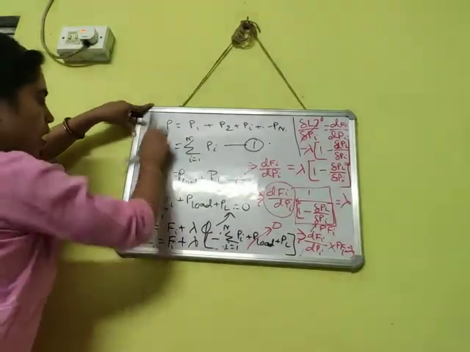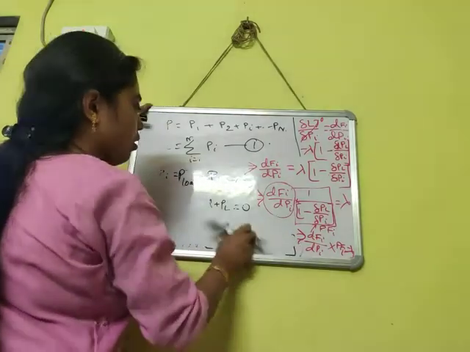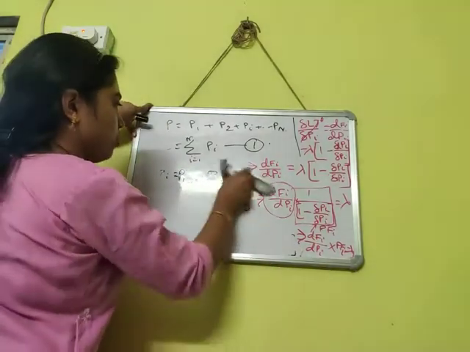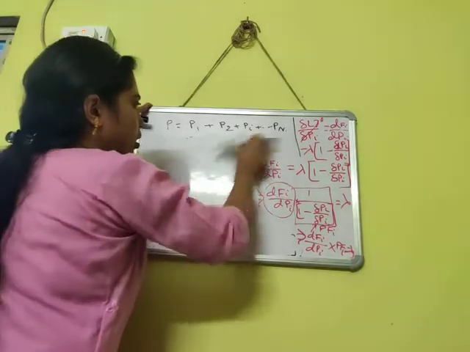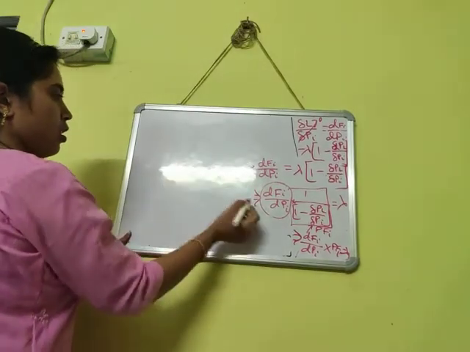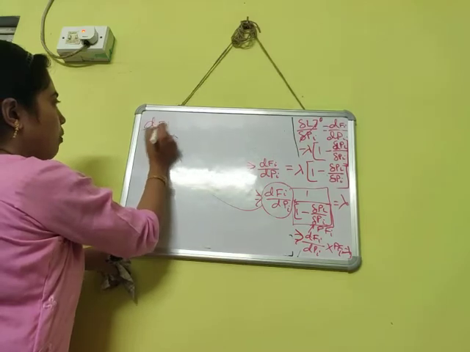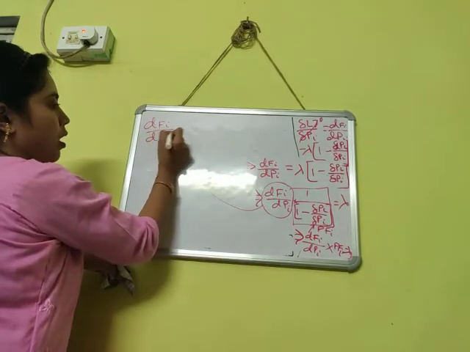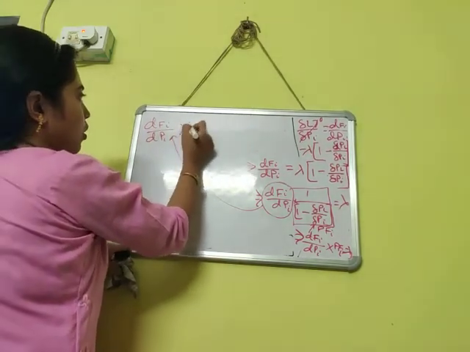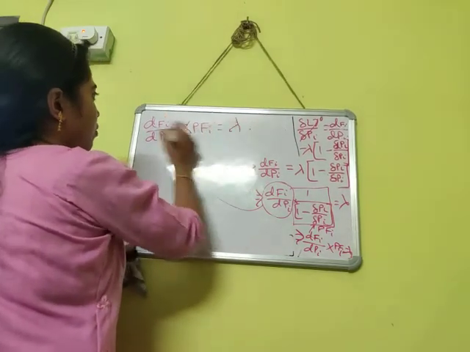I am rubbing the left hand side portion of my board, then it will be very clear for you to understand. dFi by dPi into penalty factor of ith number of generating unit equals to lambda.